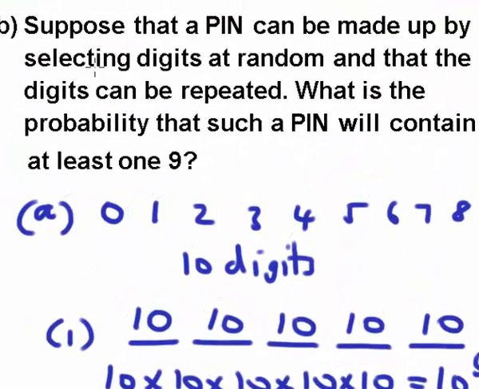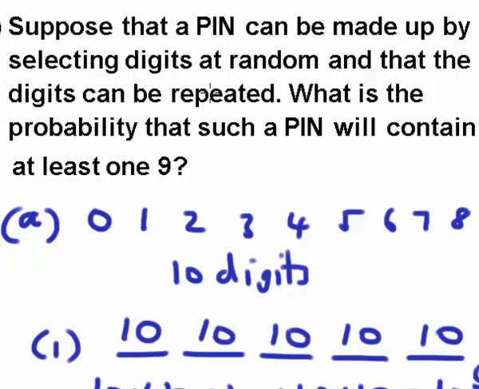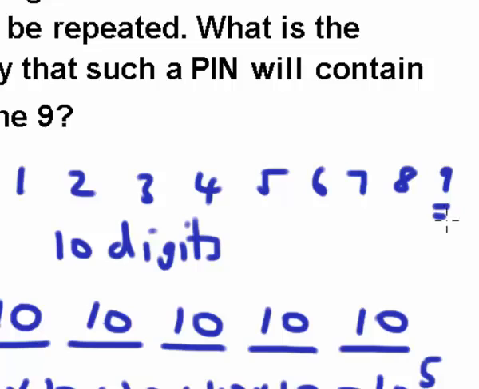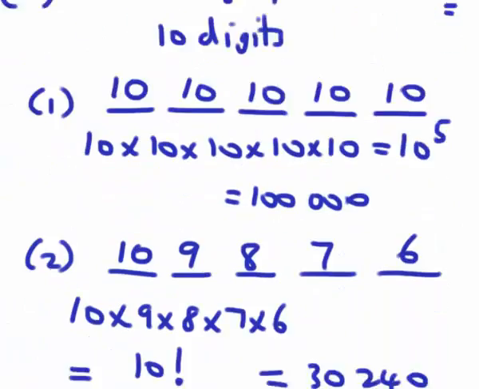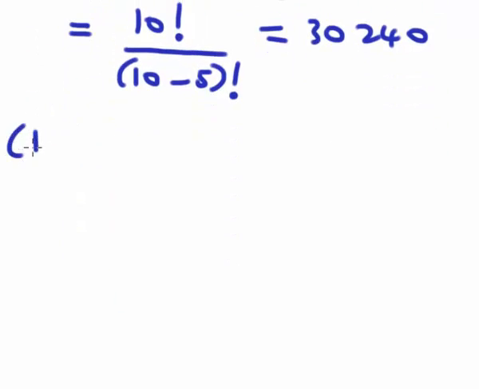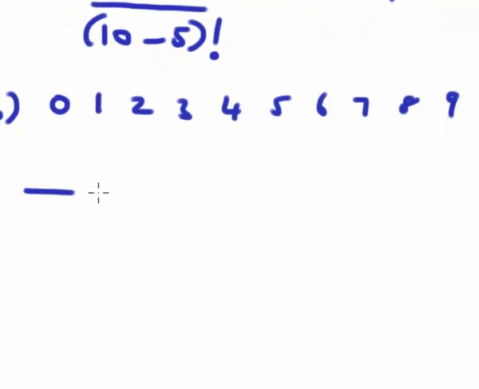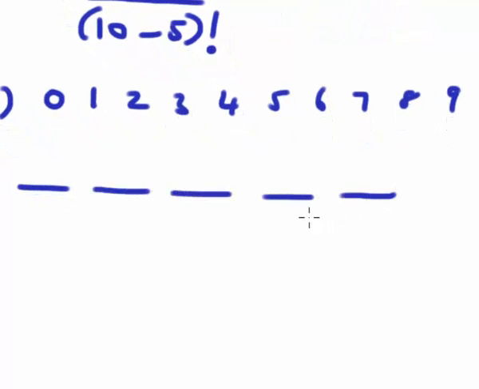Now the next one's a little bit tricky, so let's have a look at this one. It says, suppose that a PIN can be made up by selecting digits at random, and you can repeat the digits. What is the probability that such a PIN will contain at least one 9? So it must contain at least one 9. Now let's have a look at number B. There's all the digits 0, 1, 2, 3, 4, 5, 6, 7, 8, and 9. Now there's our 5 digits, our PIN code, which is made up of 5 digits.